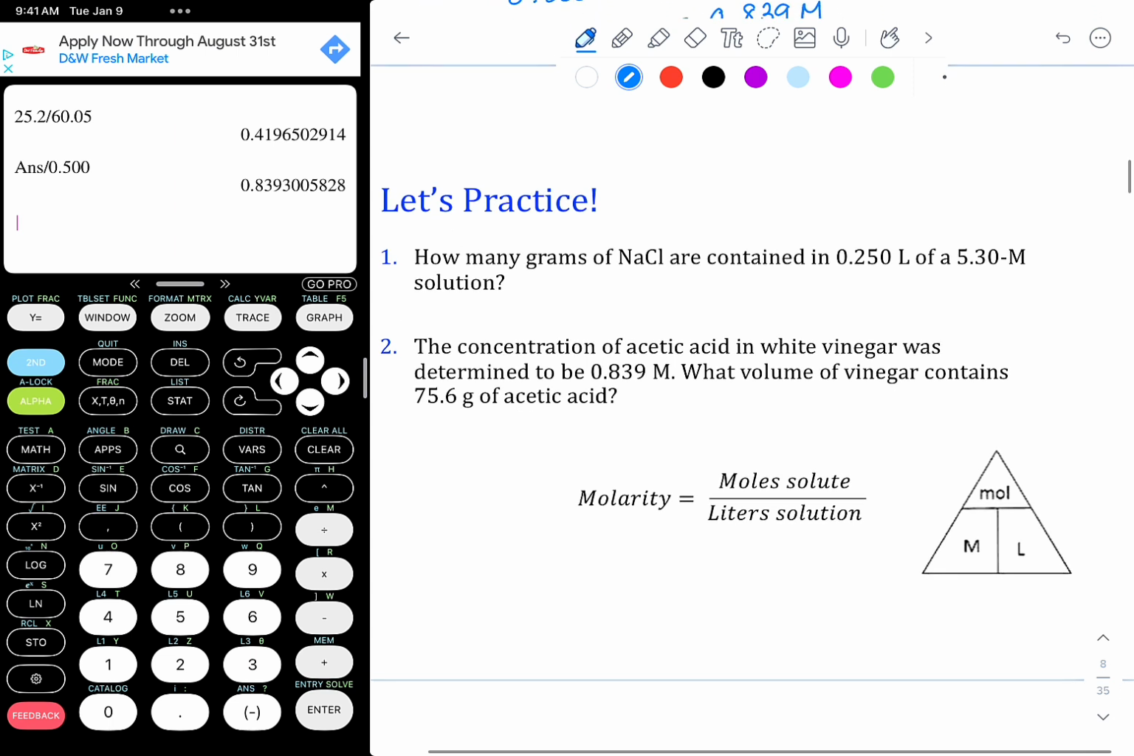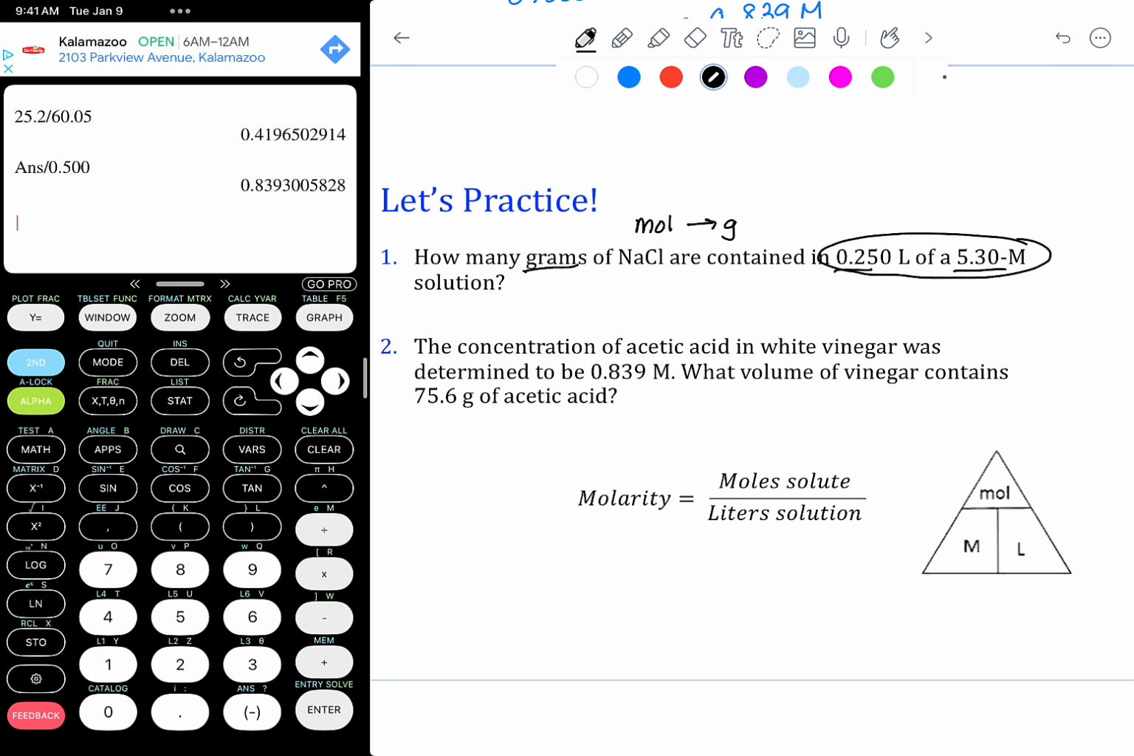Let's do some more. We have 2 problems here. We want to know how many grams of NaCl, sodium chloride, are contained in 0.25 liters of a 5.30 molar solution. Well, this one is similar to our previous example where we have volume and we have molarity, and we need to find, in this case, grams, but the only way we're going to get to grams is to first go to moles and then to grams. So we'll use our volume and our molarity to get moles out. And then we can use that to convert to grams using the molar mass of NaCl.